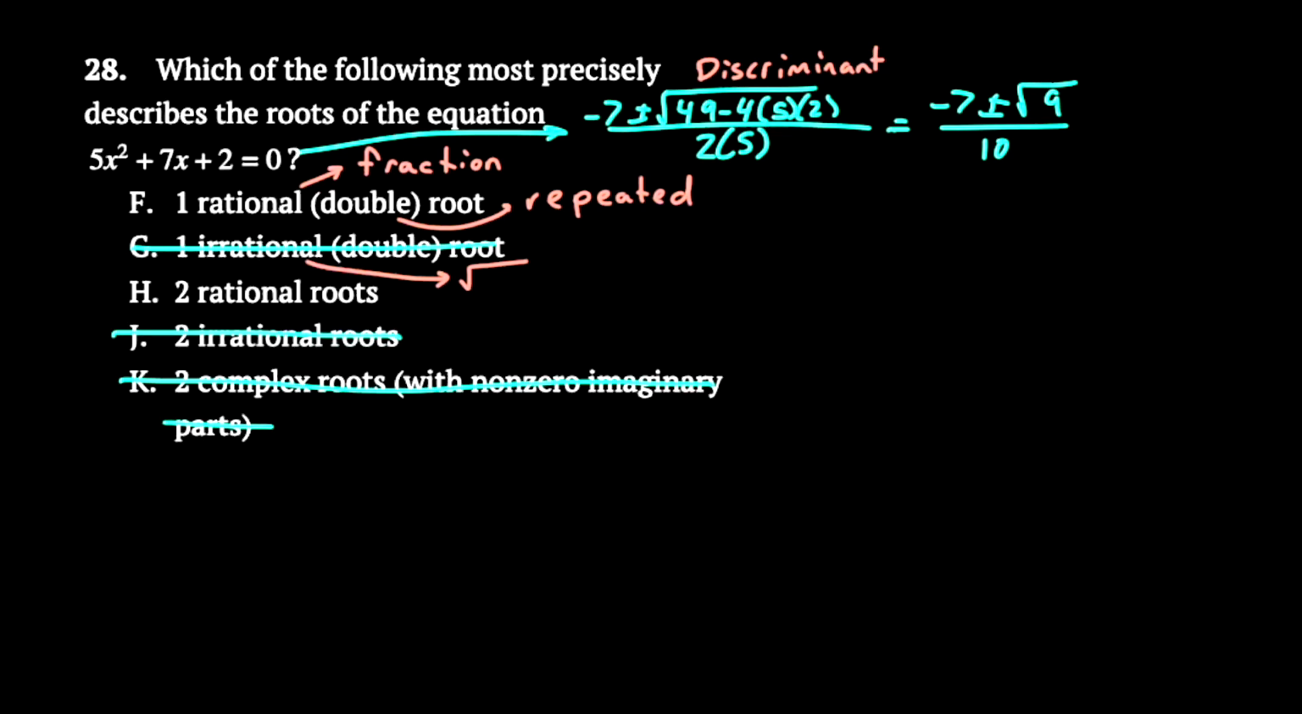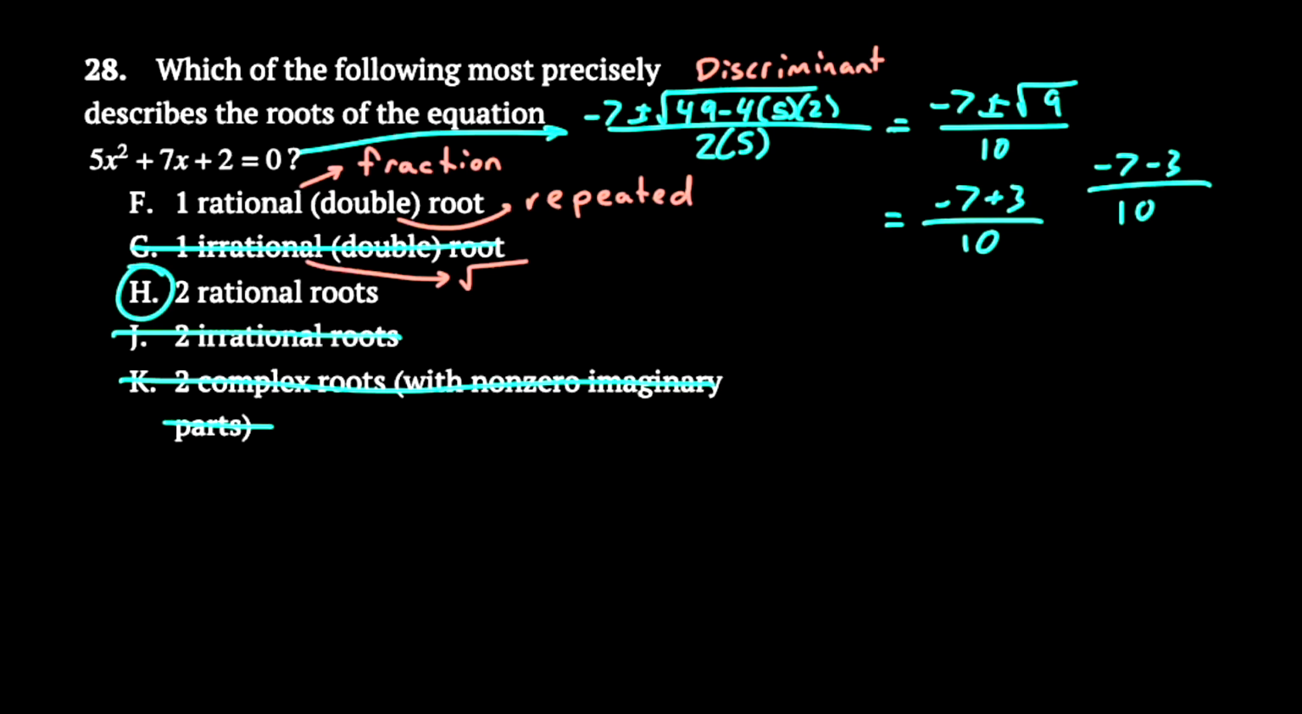So now I've just got to figure out, is this going to be one repeated solution? Am I going to get the same thing twice? Or am I going to get two different rational solutions? Well, it should make sense that we're going to get different solutions, right? Because if you take negative 7 plus 3 over 10, remember the square root of 9 is 3, and then if you take negative 7 minus 3 over 10, you're going to get different answers here. These are not the same thing, right? So those are our two solutions, and they're different, so our answer is H, two rational roots.